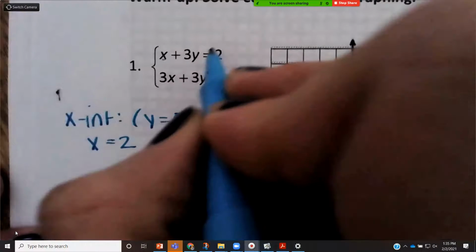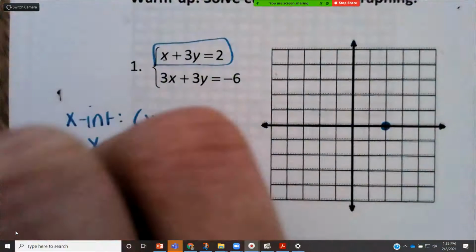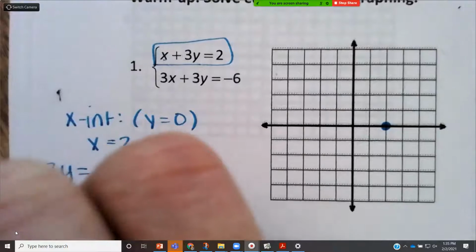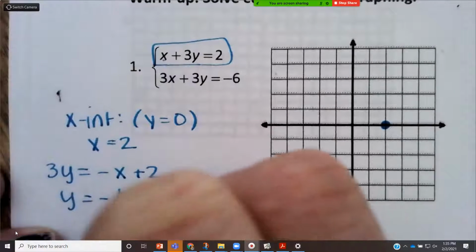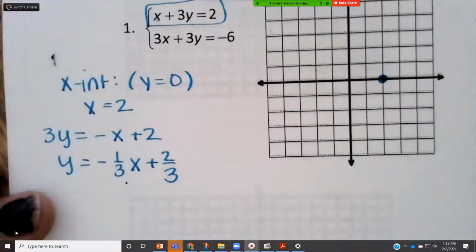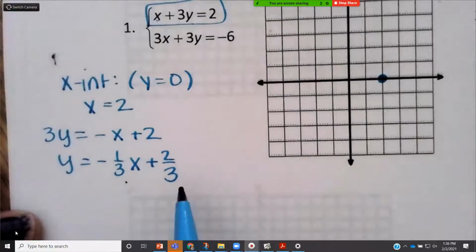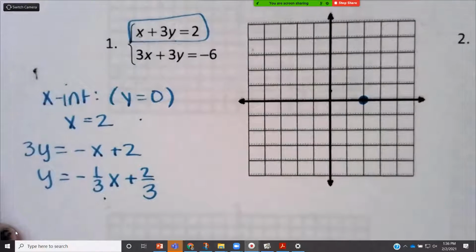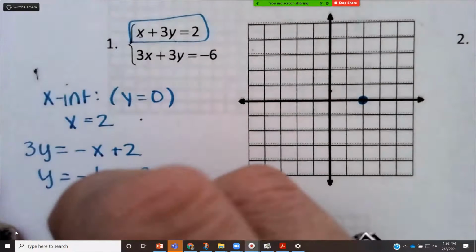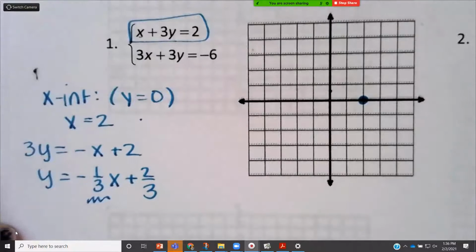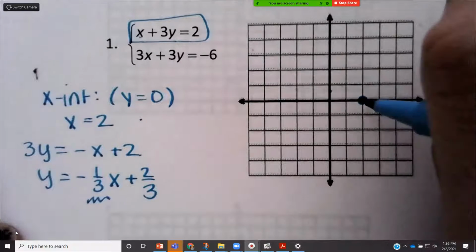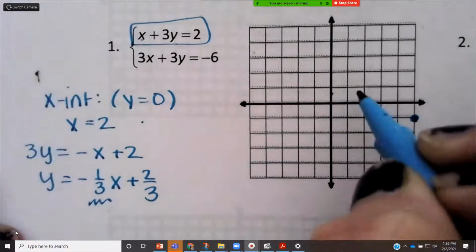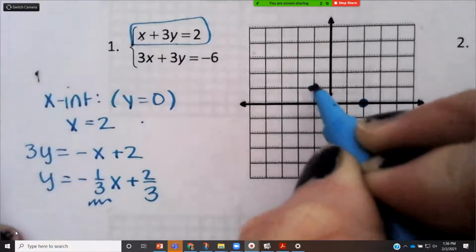I did that because in this first equation, if you solve for y, we get negative 1/3 x plus 2/3. And that 2/3 isn't exactly a very nice starting point as a y-intercept. So what I did was find the x-intercept instead, and I can still use the idea that my slope is negative 1/3. From the x-intercept, I'm going to go down 1 and over 3, or up 1 and left 3.